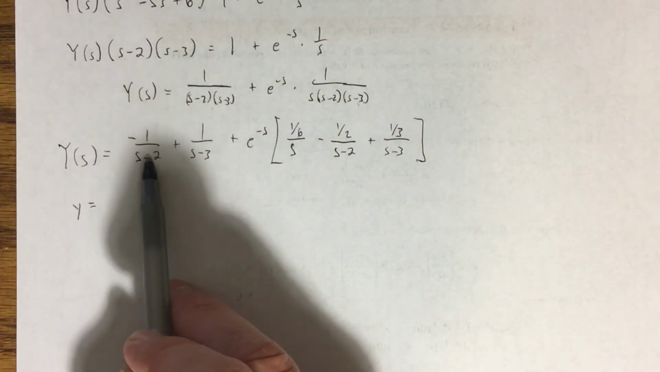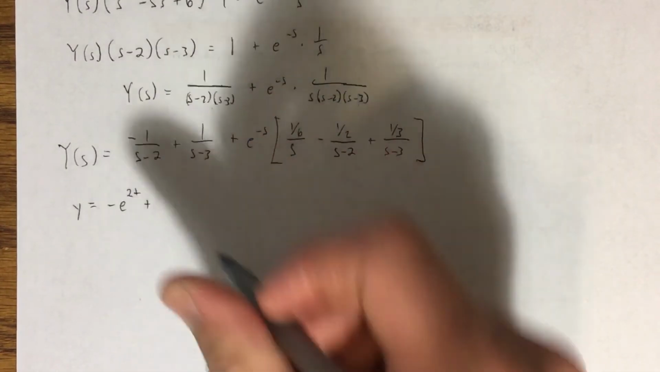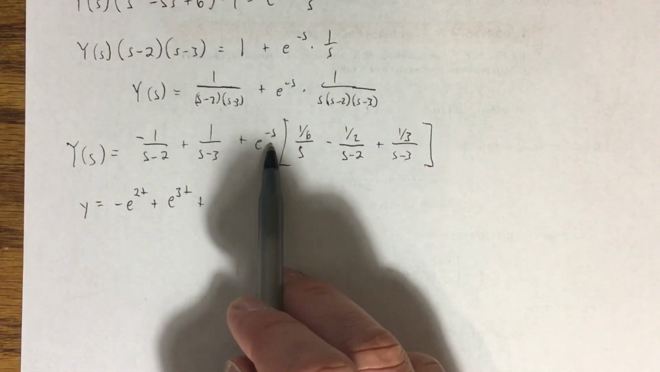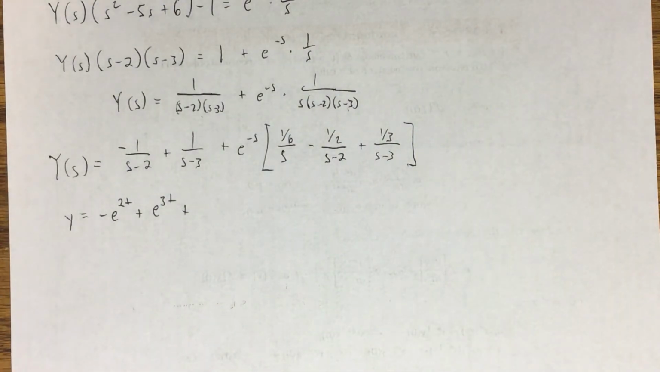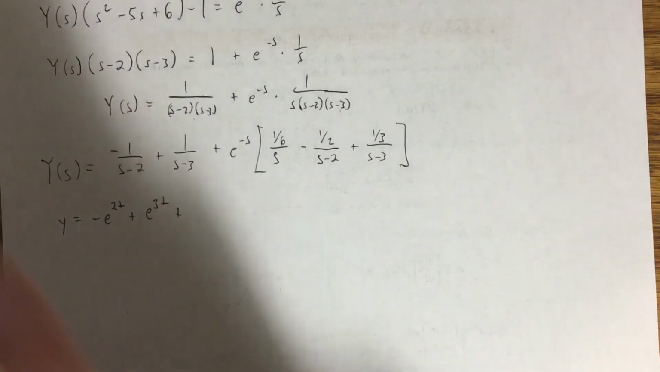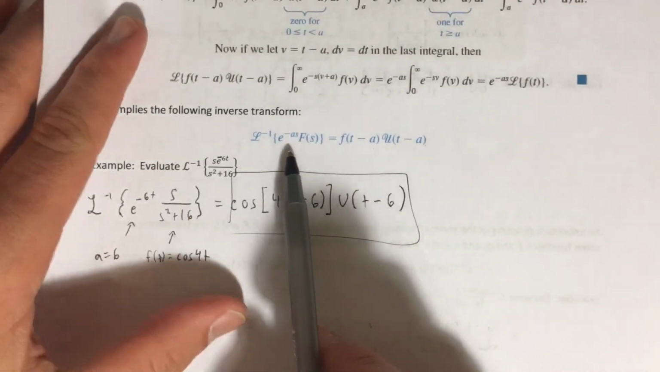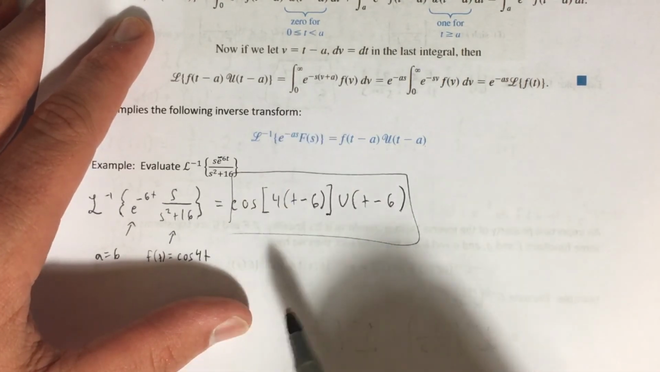So y will equal, the inverse transform of this would be negative e to the 2t plus inverse transform of that is e to the 3t. Okay, plus, now this thing, remember this takes the form of, let me find it here. I have so many pages that I'm juggling around here. Here we go. I'm taking an inverse Laplace transform of e to the negative a s times some function F of s. And this is where we can use that second translation theorem.